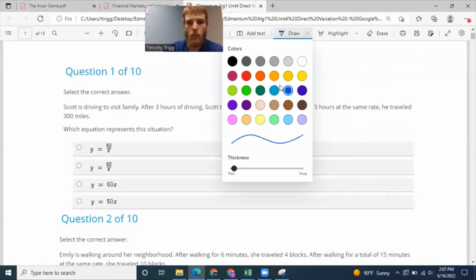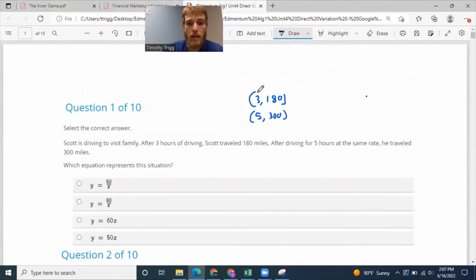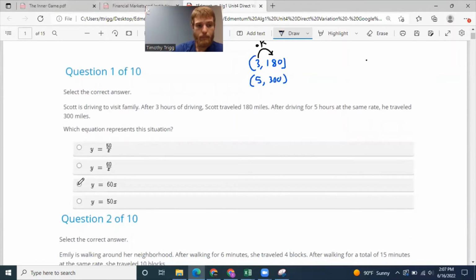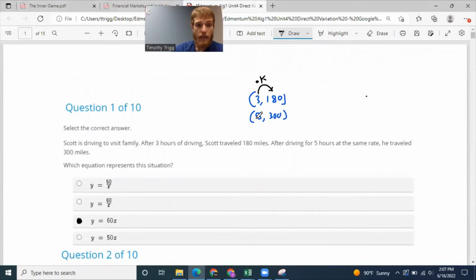One way to look at this is finding the value of k is simply 3 times something, 3 times some value k gives us 180. So 3 times what gives us 180? That'll tell us the value of k. So in this case, it's 3 times 60, isn't it? And there you go. 3 times 60 gives you 180. 5 times 60 gives you 300. So it's the same value of k for both, which is what we should expect with direct variation.